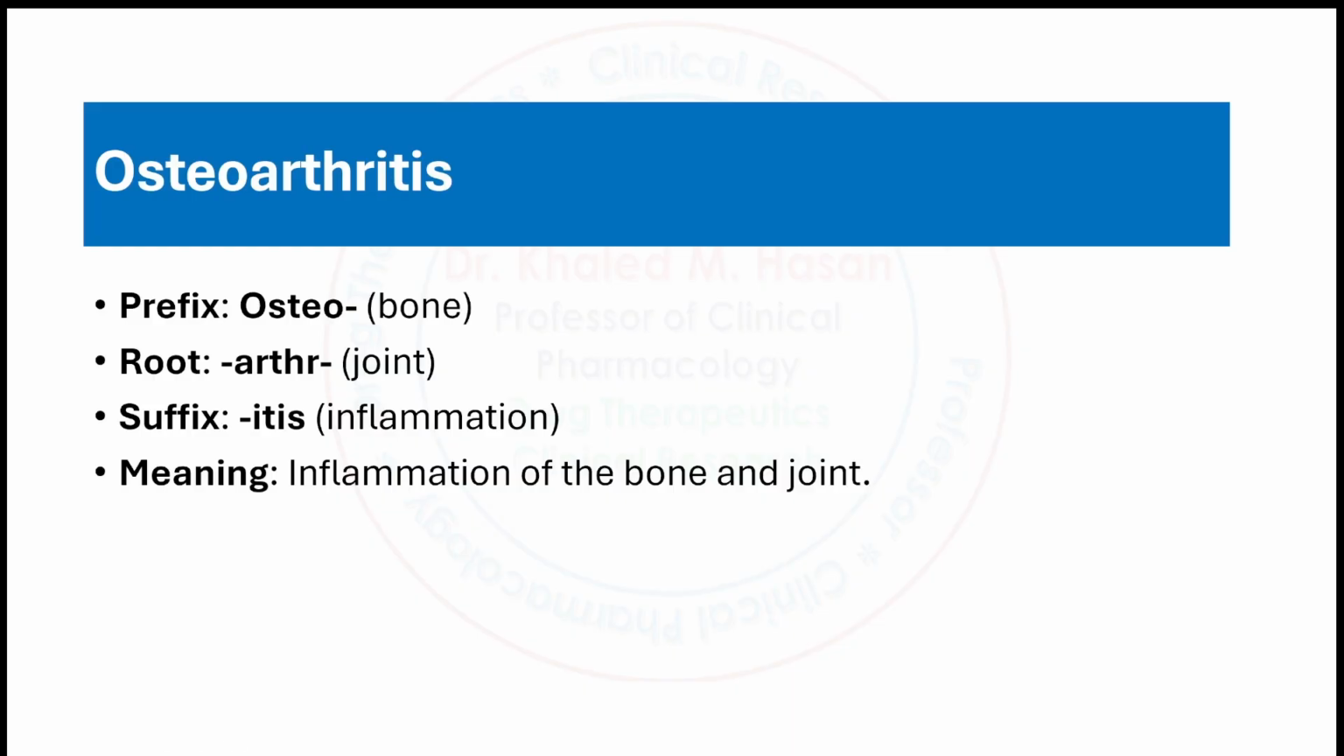Okay, moving to the next word, osteoarthritis. Osteoarthritis: prefix osteo means bone, root arthr means joint, then suffix itis means inflammation. Osteoarthritis means inflammation of the bone and joints. So osteo is bone, arthr is joint, itis means inflammation: prefix, root, suffix. So here we are learning three terminologies, prefix, root, and suffix, and the meaning will be inflammation of the bone and joints.